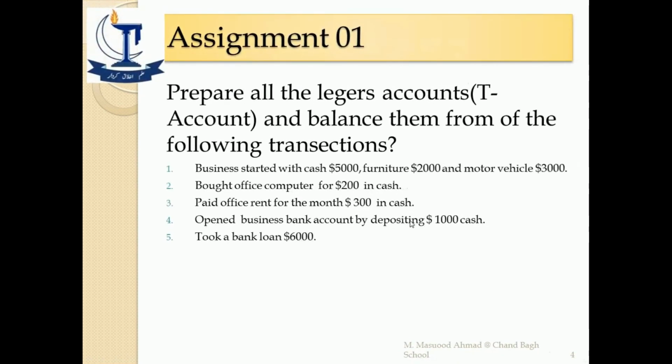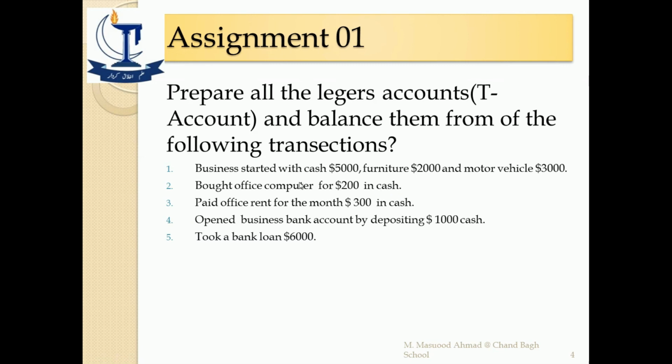Well boys, that is your assignment. As you have already seen some of the transactions we balanced, you have to prepare each and every individual account. How many accounts are there? Here cash is involved. You have to prepare a cash ledger, furniture ledger, motor vehicle ledger, and obviously a capital account. In the next transaction we have furniture, office computer, and cash. Cash we have already prepared, so you just place the next entry into the same ledger account.